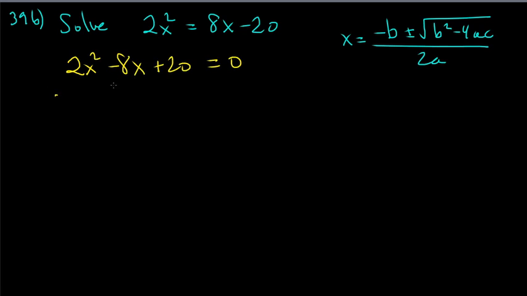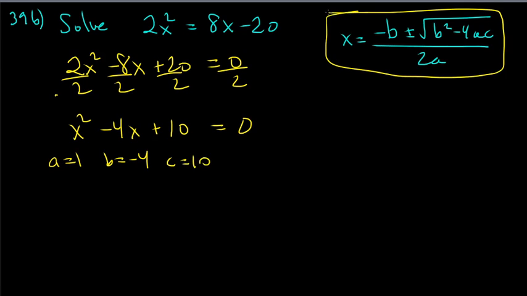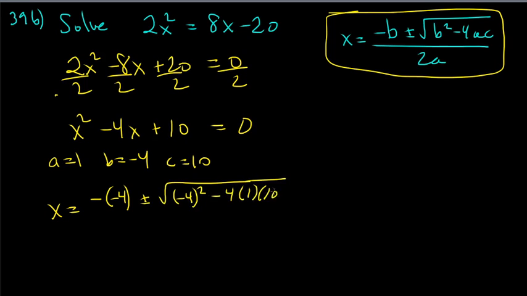So a is 2, b is negative 8, c is 20. On the other hand, they're all divisible by 2, so why don't we just divide everything by 2? You don't have to, but why not? Makes it easier. So I'm just going to use a is 1, b is negative 4, and c is 10. Plug those into the quadratic formula, and you'll get x equals negative negative 4 plus or minus the square root of negative 4 squared, minus 4 times 1 times 10, all over 2 times 1.